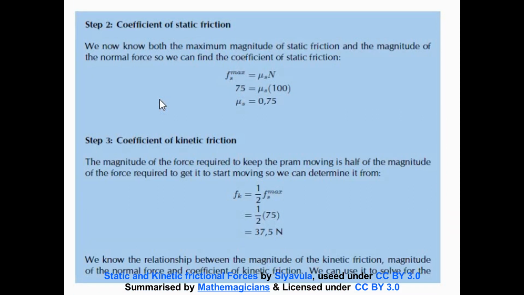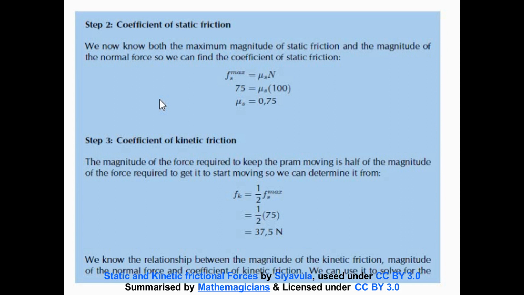Step 2. Now we need to calculate the coefficient of static friction. We already know the static frictional force is 75 newtons, so we can plug that into our formula because we already know the normal force, and we can calculate that the coefficient of static friction is equal to 0.75. That is the coefficient of static friction.